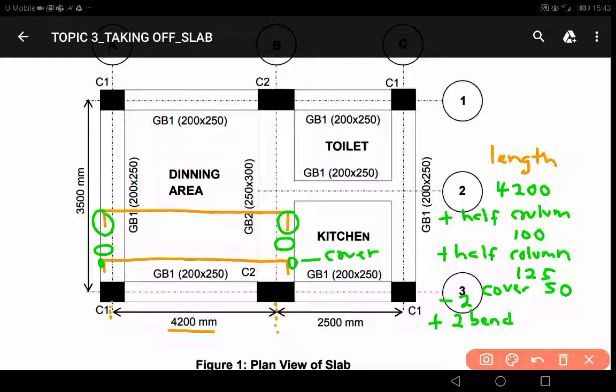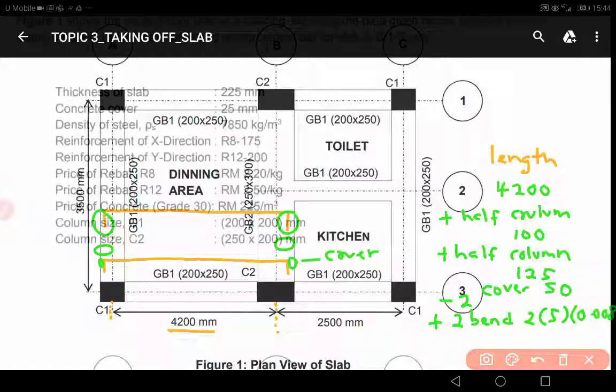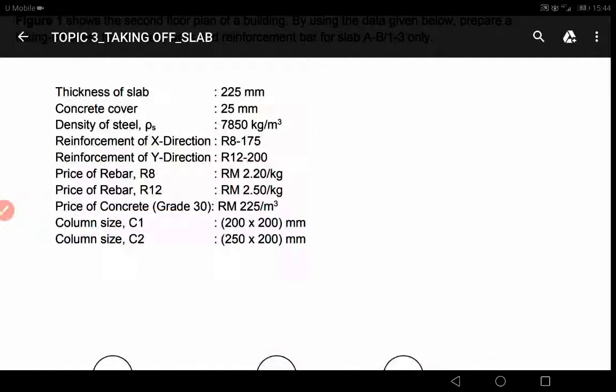So the bend, 2 bends, will be 5D, so 5D is equal to, you use R8 for the reinforcement, so 0.08. I know it is R8 because I'm referring to the question on the details that provided. So for X direction it use R8.